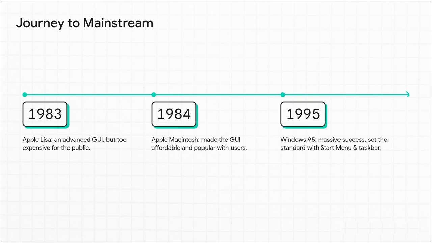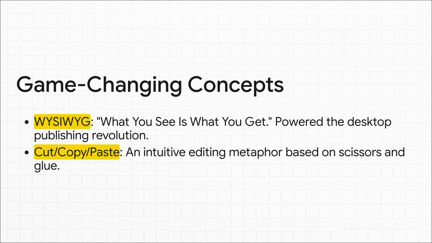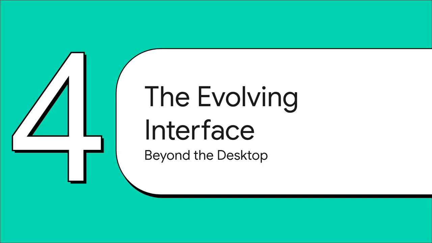And then, about 10 years later, Microsoft's Windows 95 came along and boom, put a GUI with a start menu and a taskbar on basically every desk on the planet. And baked into these new user-friendly systems were two other killer ideas. First, WYSIWYG. It's a bit of a mouthful, but what you see is what you get meant that for the first time, the document on your screen looked exactly how it would print. This single idea created the entire desktop publishing industry. And then you have Cut, Copy, and Paste, another gem from Xerox PARC that made rearranging text as easy as using scissors and glue.